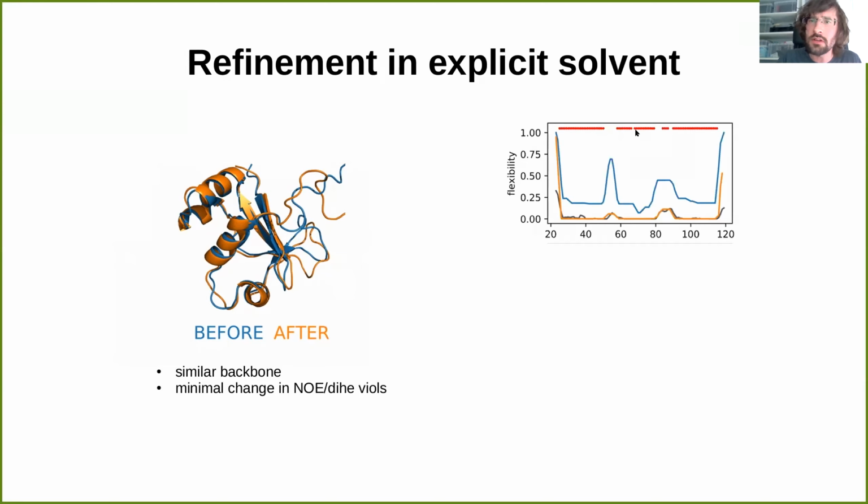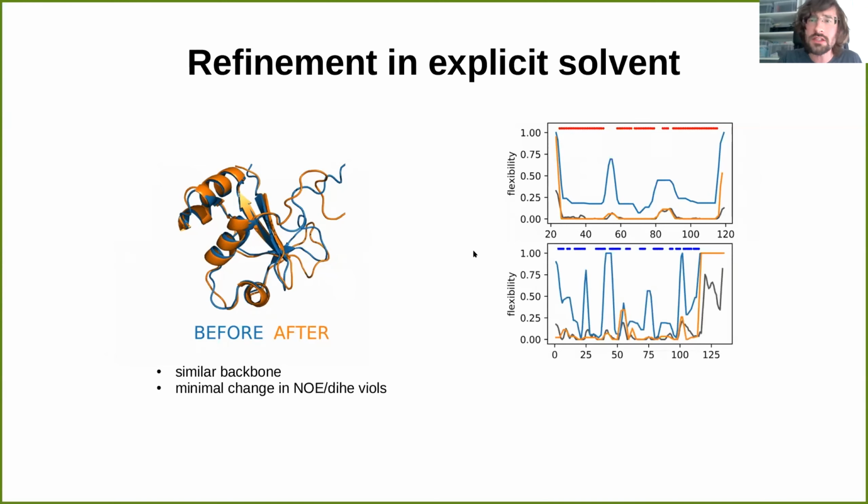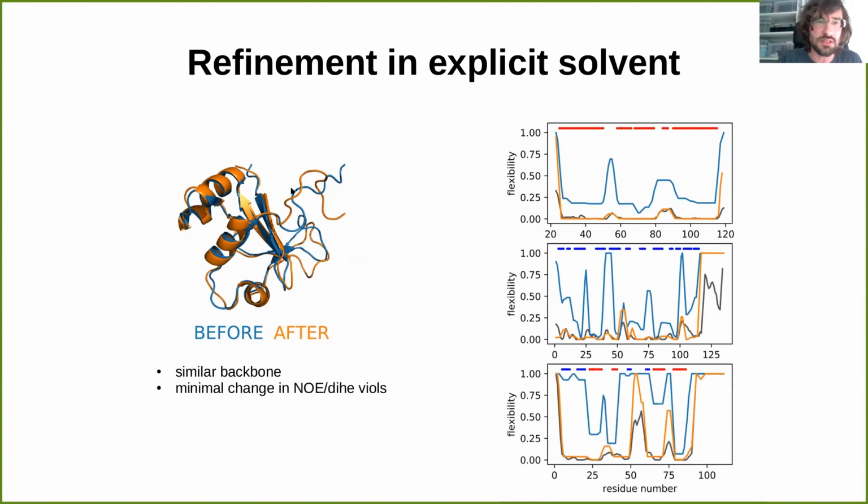So here's an example of an alpha helical protein. I'm pointing out it's red means alpha helical. Never mind. In grey, we have the flexibility predicted from shifts. In blue, we have the flexibility from the structure before refinement, and in orange, after refinement. And you can see that after refinement, the flexibility is in much better agreement with the flexibility predicted from shifts. And this is across the board. The whole protein has become more rigid and more correctly rigid. Here's another example for a beta sheet protein. And again, we see the same kind of improvement. And then here's just one more example, which happens to be this protein over here.